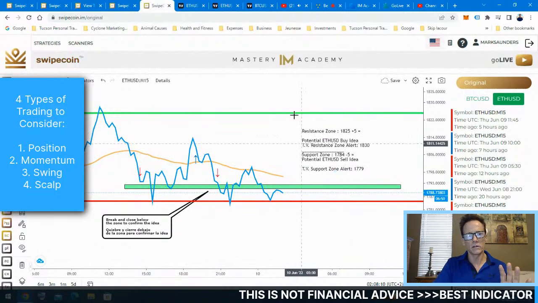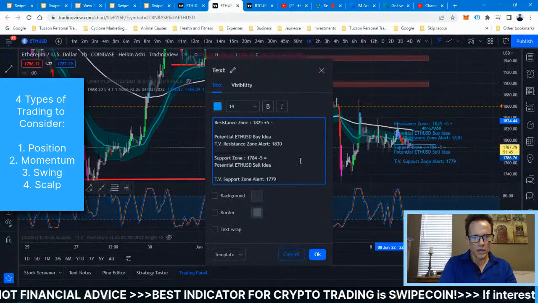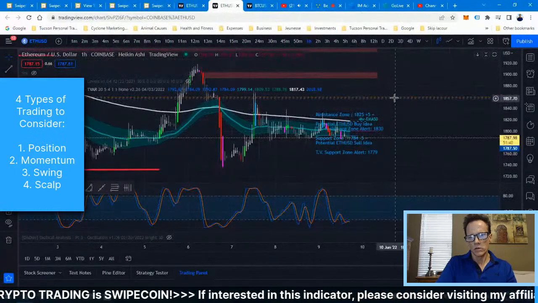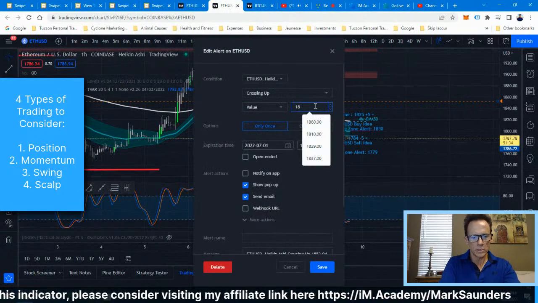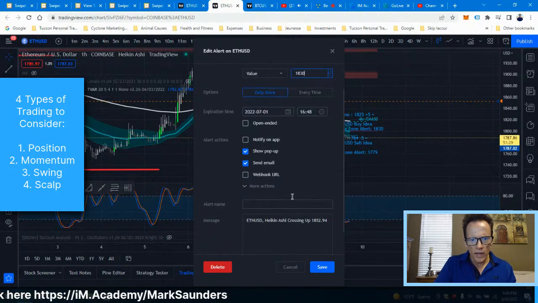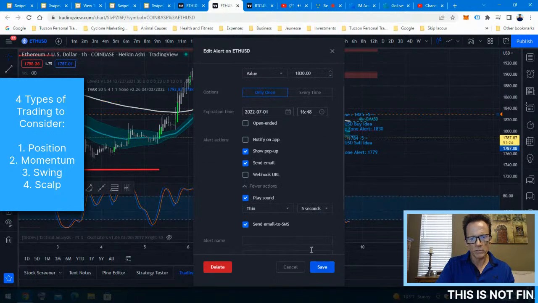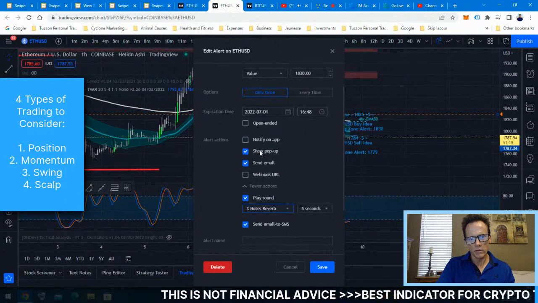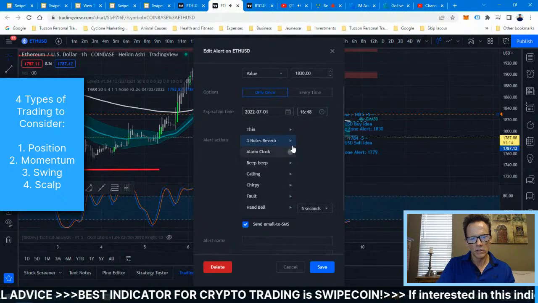Our zones are set. So now what do we want to do? We want to set up our notifications. So I'm going to update this. Crossing up at 1830, we're going to get notified by email, by pop-up, and play the sound. Let's see, beep, beep, beep. Let's see what the different ones sound like. Let's just check it out just for fun.